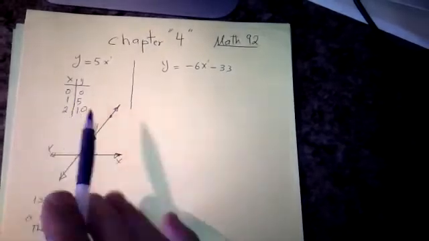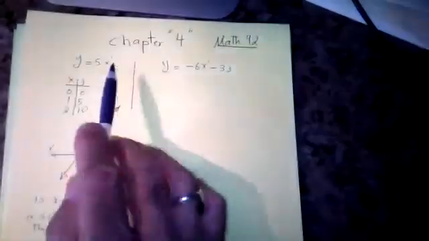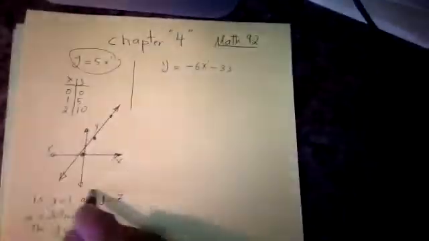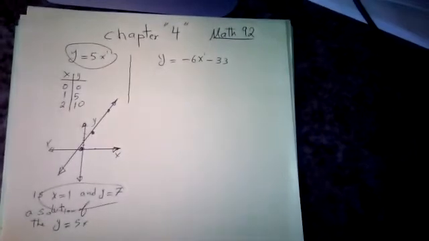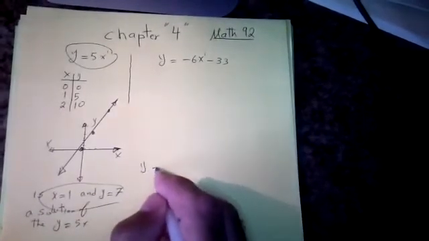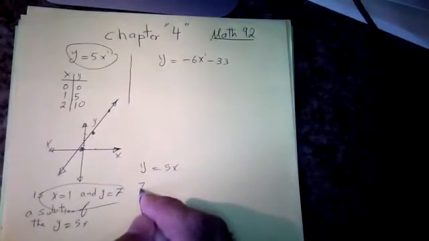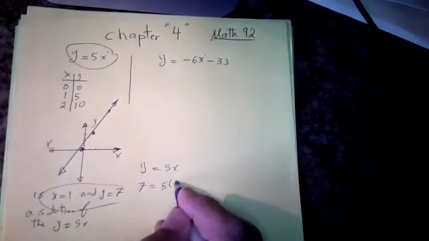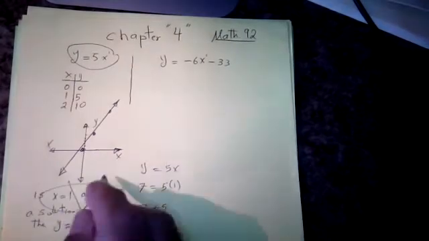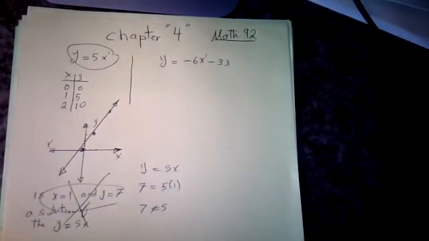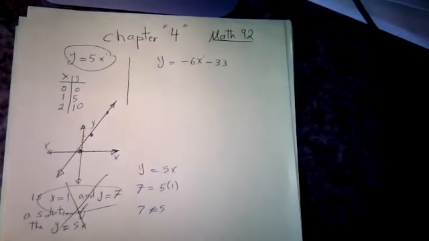But let's say you don't see this table. We just give you this equation and this point, and it asks, is this point on that equation? Then what you do is say, y equal 5x, y is 7 and x is 1. No, 7 is not equal to 5. Then you say, no, this is not a solution of that equation. Okay?